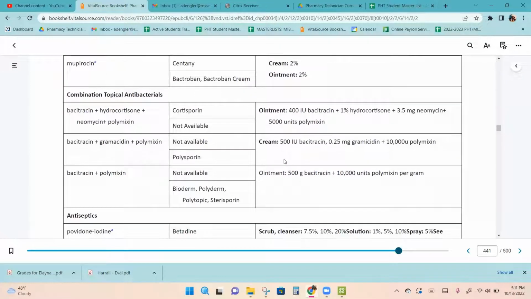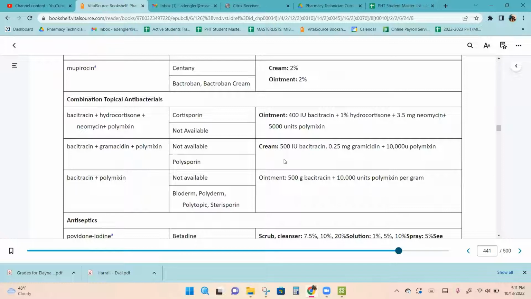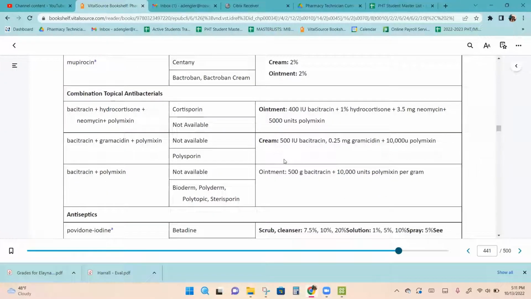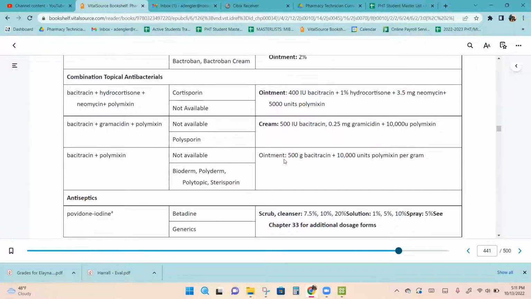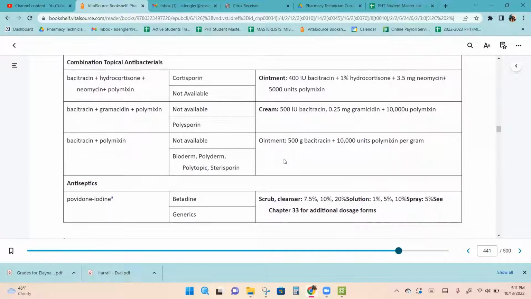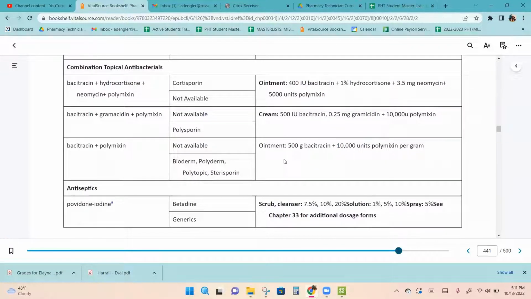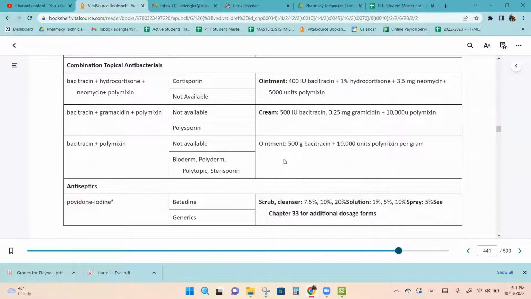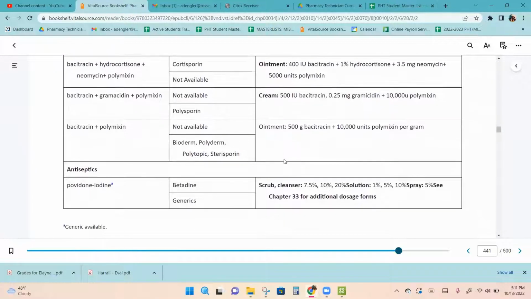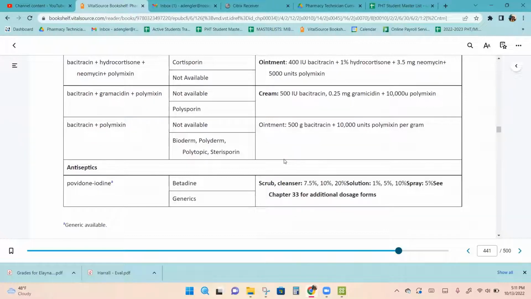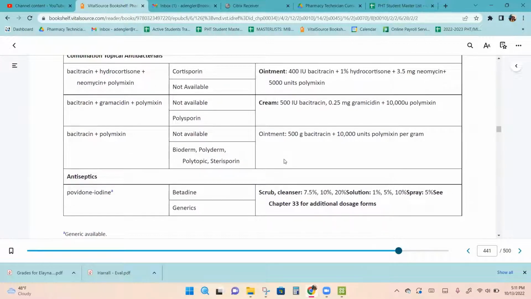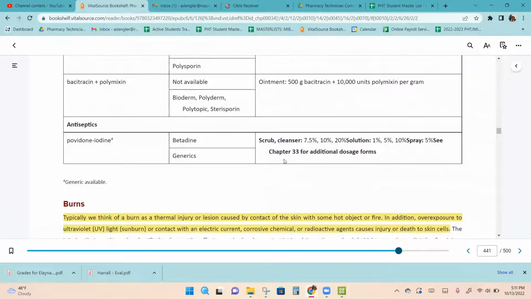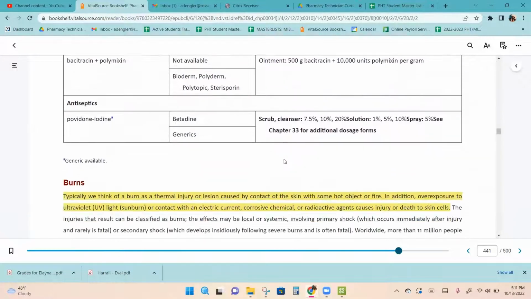We have combination topical antibacterials like Cortisporin, and it comes in an ointment, and it has bacitracin, hydrocortisone, neomycin, and polymyxin in it. The next one says it's not available in the US as well, but Polysporin is, I'm pretty sure, still available. And a bacitracin and polymyxin combination that I don't think is available in the US. It does say it's not, but that one I do believe is not available. The other ones, though, I don't know, unless they change the active ingredients or something.